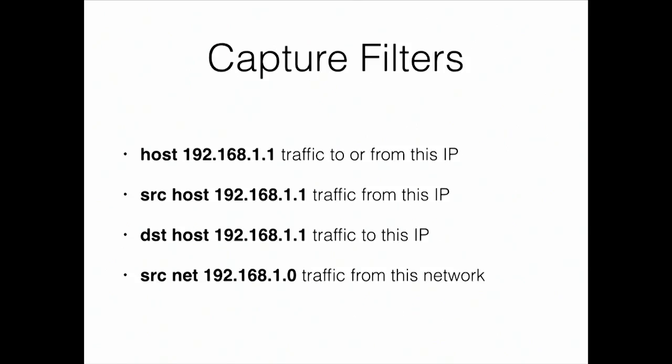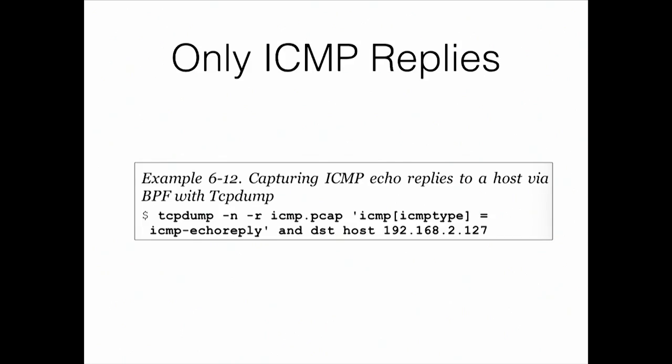So here's some common examples. You specify the host, it'll give you source or destination, or you can specify source host or dest host if you want just traffic to or from something. And you can also refer to networks with the network identifier there. So it's pretty smart. So here's how you get only ICMP replies. You'd have ICMP type equals ICMP echo reply and a destination host. So it'll be just the replies going to one host. You can filter it any way you like, and it will not capture any other packets. So it'll make this file called ICMP.pcap that includes nothing except the packets that obey that rule.